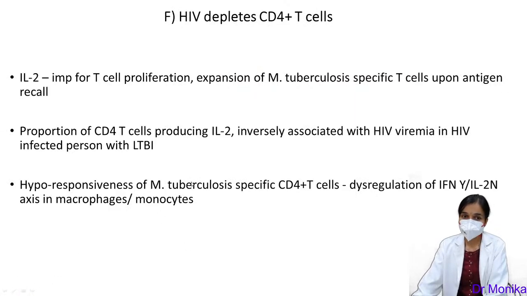So, also as we have seen, interleukin 2 is important for T cell proliferation and expansion of MTB specific T cells. The proportion of CD4 T cells producing interleukin 2 is inversely associated with HIV viremia in HIV infected persons with LTBI. The hyperresponsiveness of these MTB specific CD4 T cells leads to the dysregulation of the interferon gamma as well as interleukin 2 axis in macrophages and monocytes.